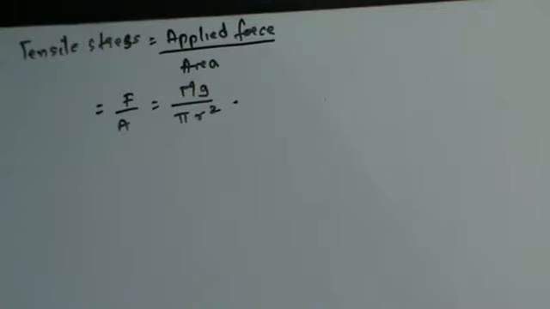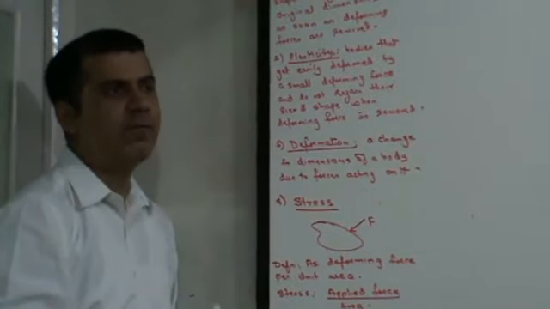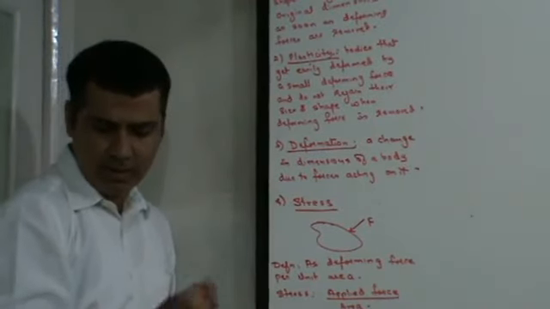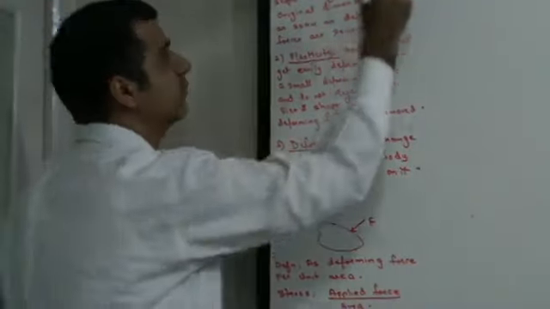In simple language, what is tensile stress? A stress that produces a change in the length is called tensile stress. If the stress produces a deformation in the length of the wire, then that is tensile stress. Okay. Next, let us see what is volume stress.